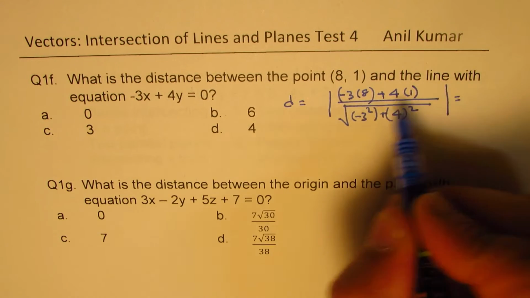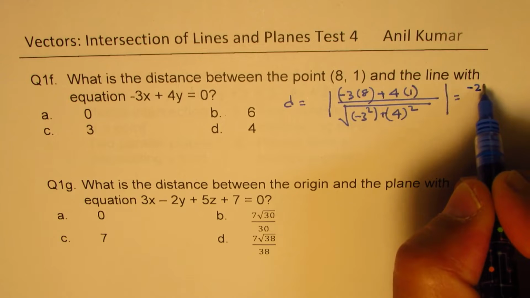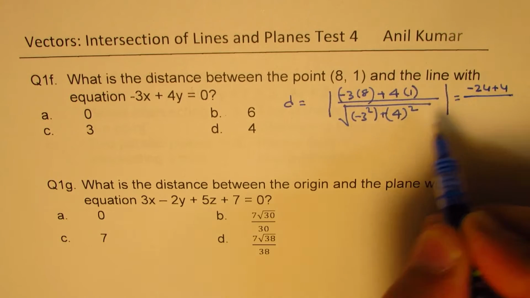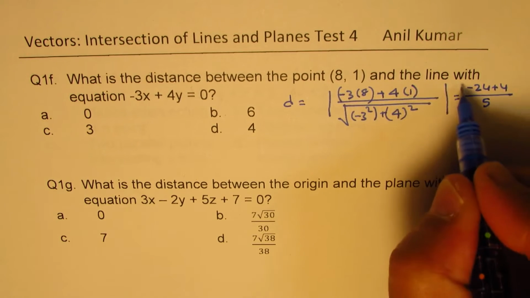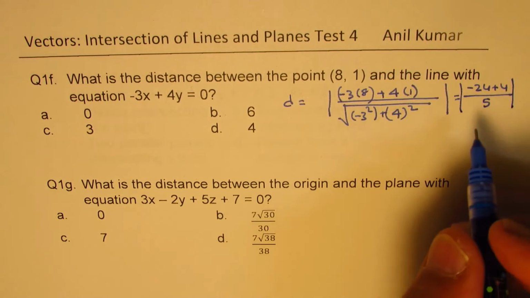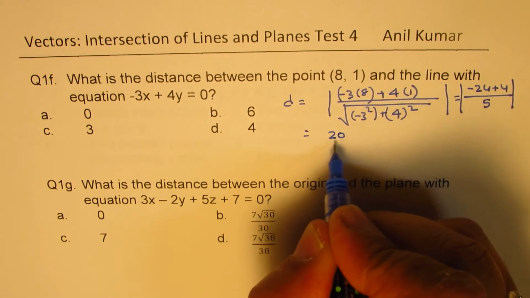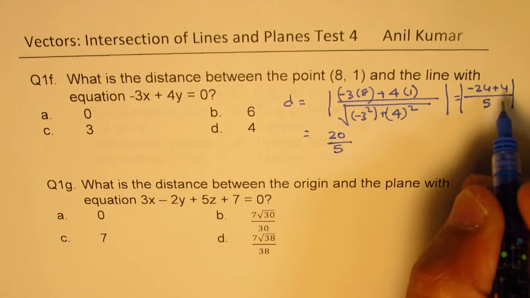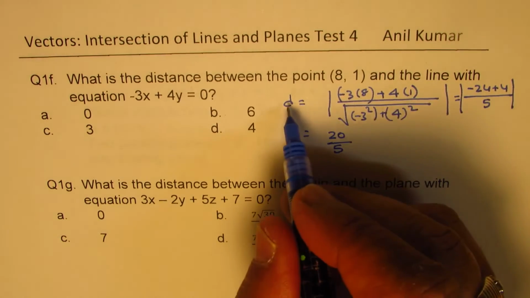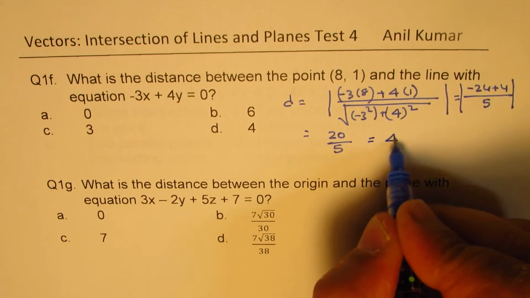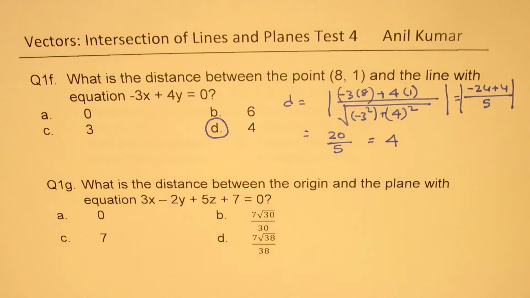So which is 24 minus 24 plus 4 divided by, that will be 5. Correct? Absolute value you have to take. So you get 20 over 4. We are taking absolute value, it is negative 20, but distance is always positive. So we get 4 as our answer. Okay.